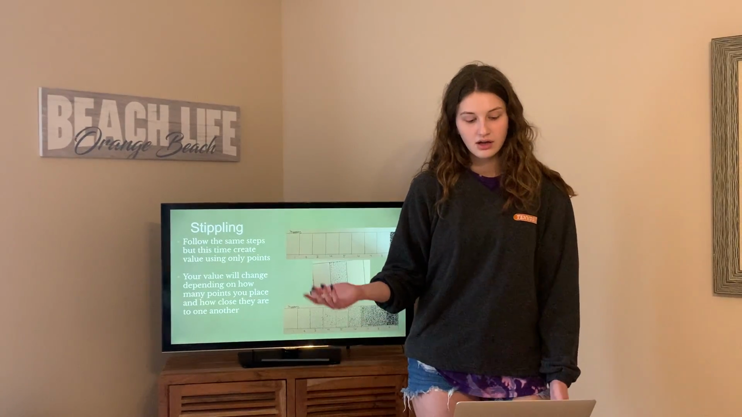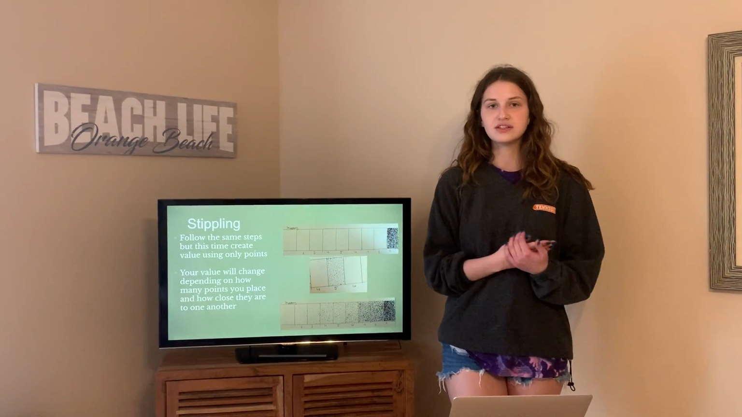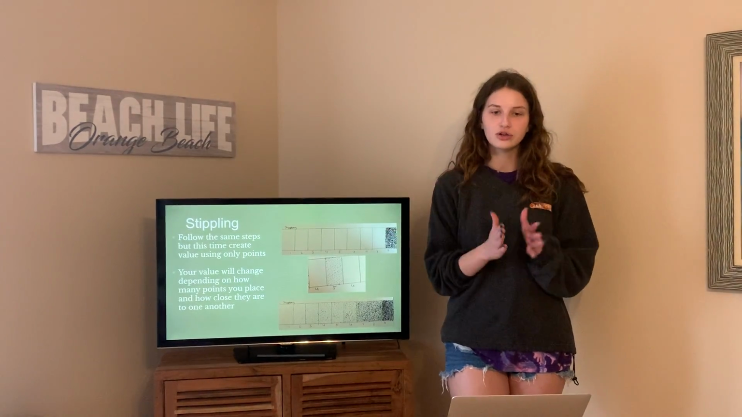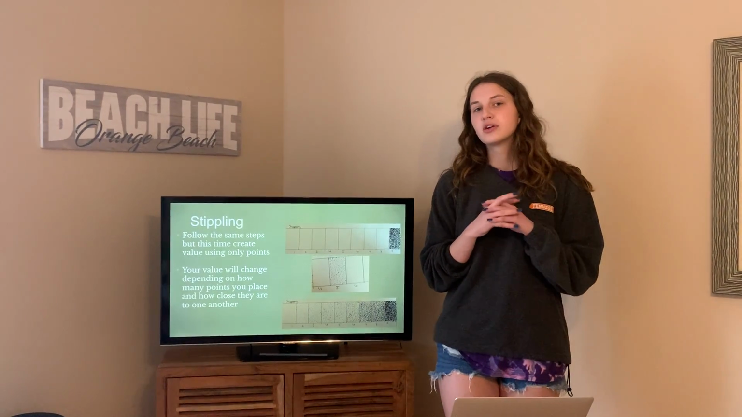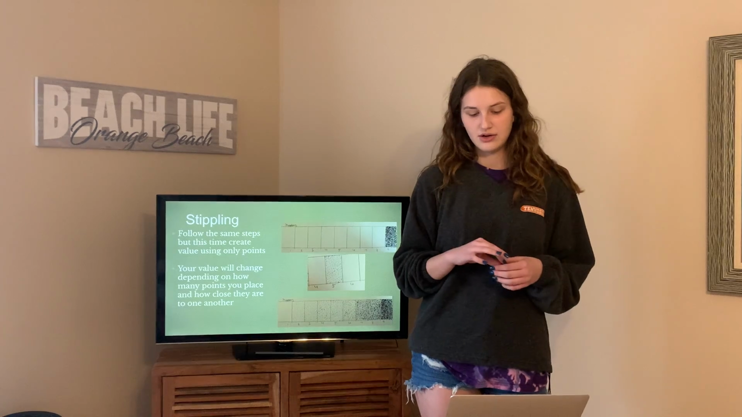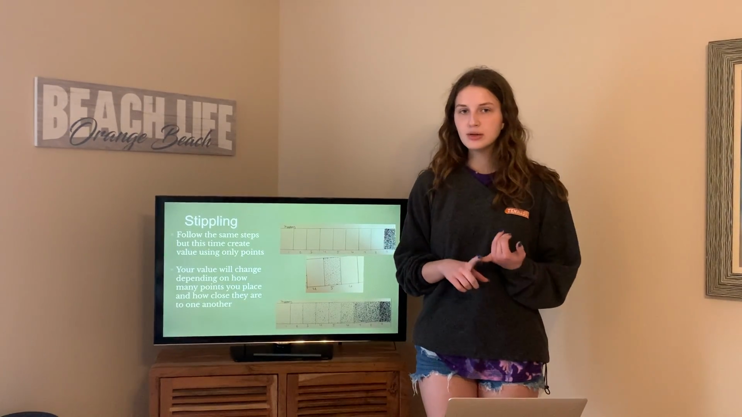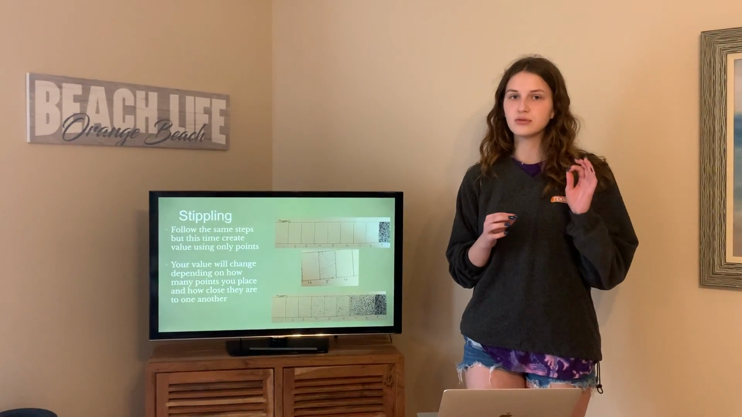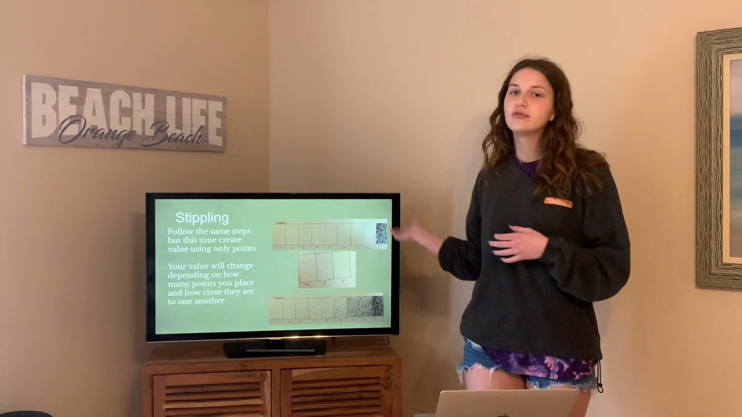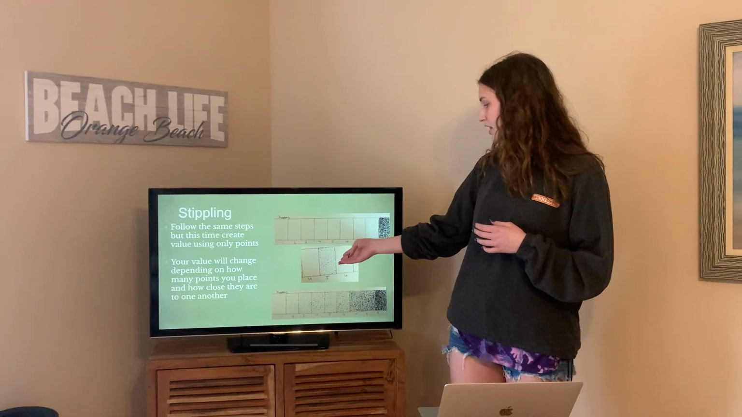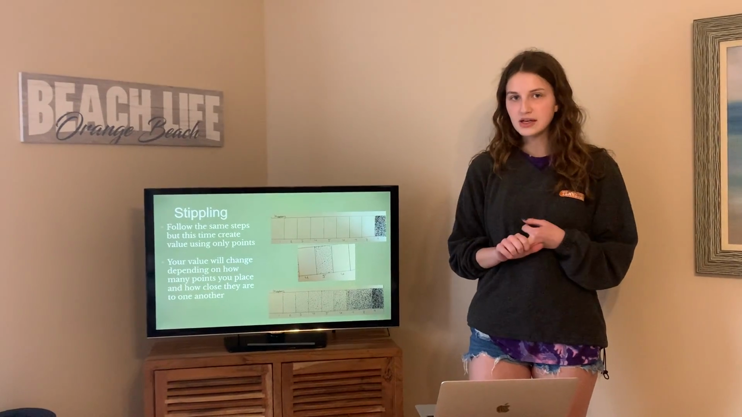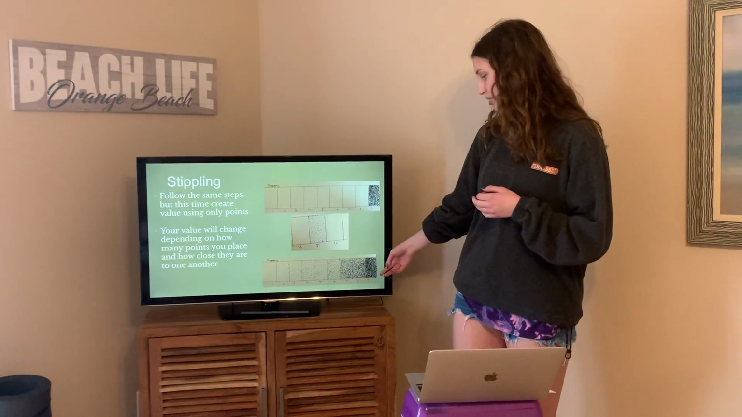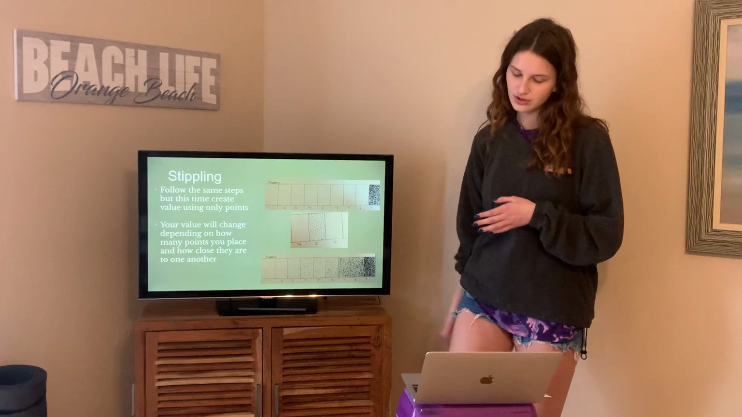So our last technique is stippling. You're going to follow the same rules of leaving your first box blank and your 9th box completely filled in, and your 5th box is the 50-50 mix, but you're going to create value only using points now. So the value will depend on how many points you place and how close they are together. In my 9th box, my points are very close together. There's barely any space in between them, and I have a lot of points placed. But in my 5th box, I have fewer points placed and more space in between. And so the points get closer together and more points are placed as you gradient towards the darkest value.